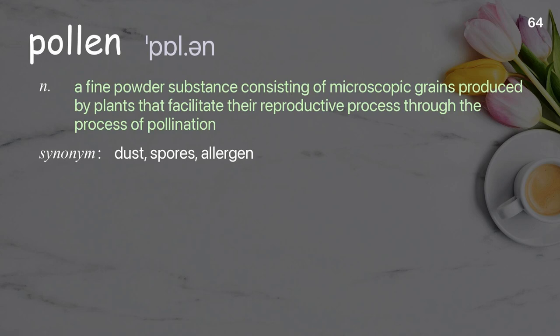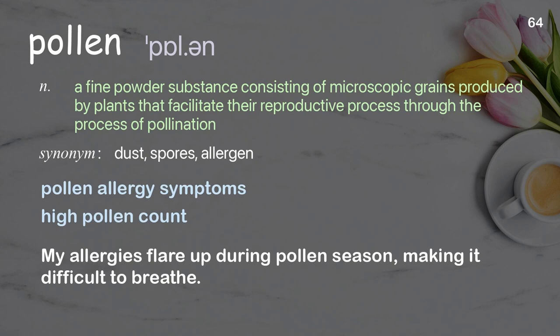Pollen. A fine powder substance consisting of microscopic grains produced by plants that facilitate their reproductive process through the process of pollination. Examples: pollen allergy symptoms, high pollen count. My allergies flare up during pollen season, making it difficult to breathe.